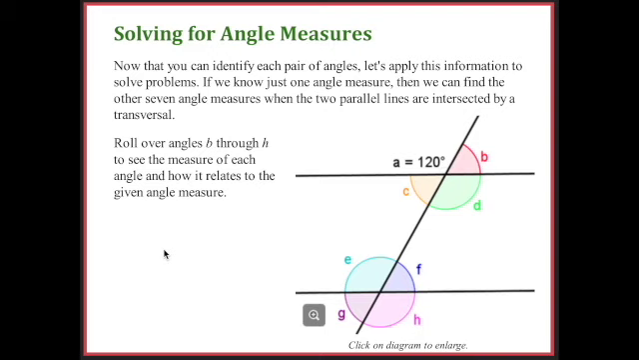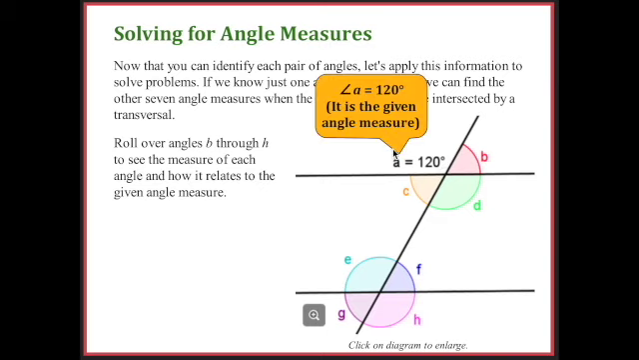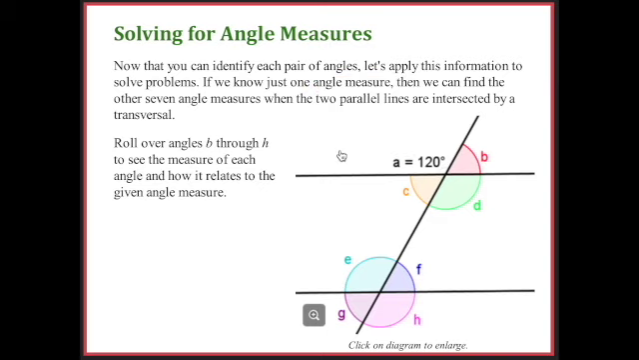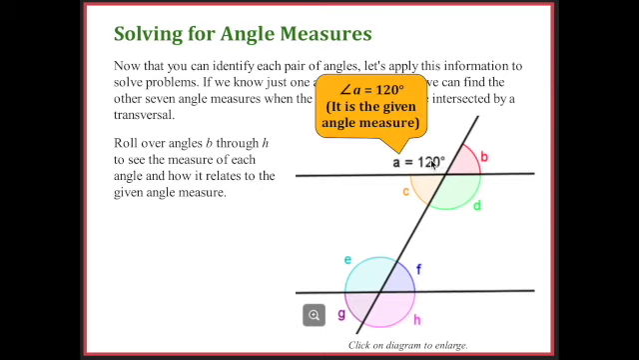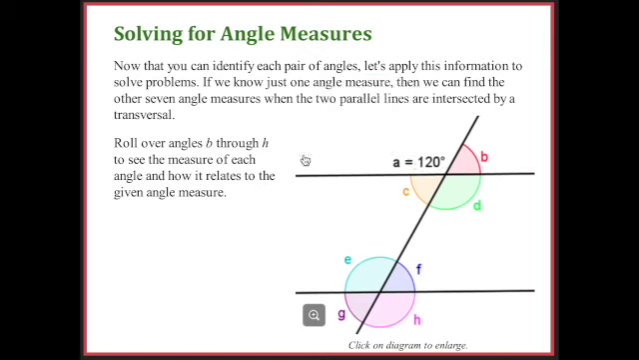So what kind of angles are angle A up here, and H? What kind of angles are those? Those are alternate exterior angles. And what's special about alternate exterior angles? They're equal. That means if this one up here is 120 degrees, then H down here should also be 120 degrees.